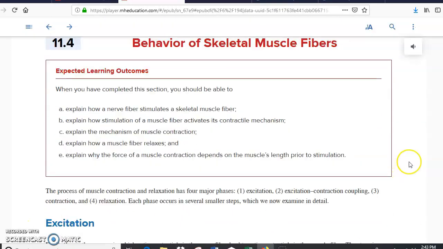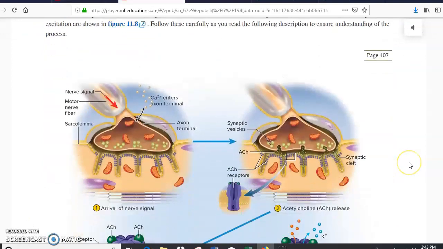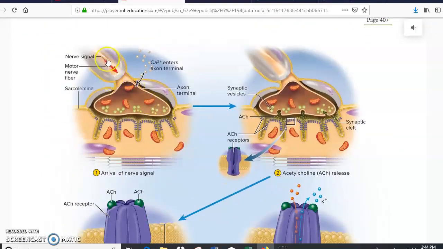So the next topic is behavior of skeletal muscle fibers, and we're going to get right here. So here comes the stimulus from the brain using a nerve. It reaches the end of the nerve. And then what the nerve is going to do is release acetylcholine. It's going to be released inside the synaptic cleft. Acetylcholine will diffuse through the synaptic cleft, and it is going to reach these purple receptors that you have in here, which are going to be receptors for acetylcholine, and these receptors are going to be located in the muscle.